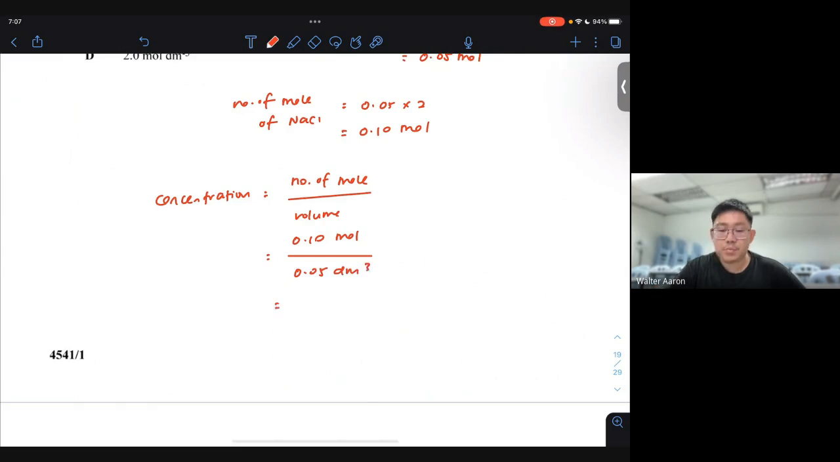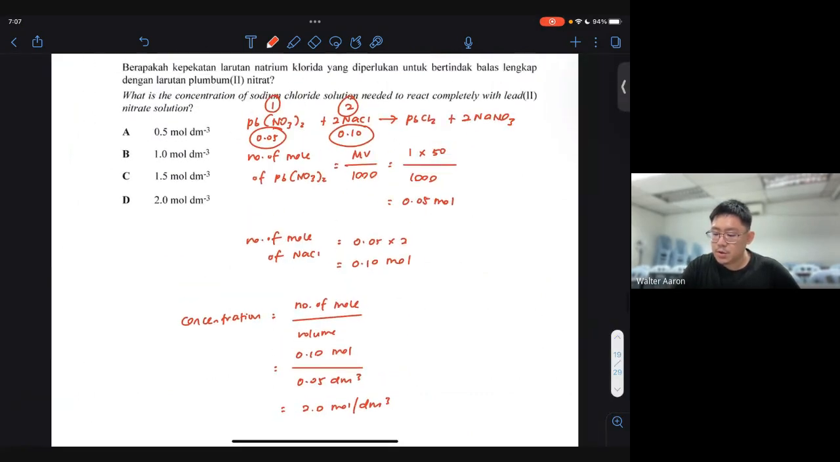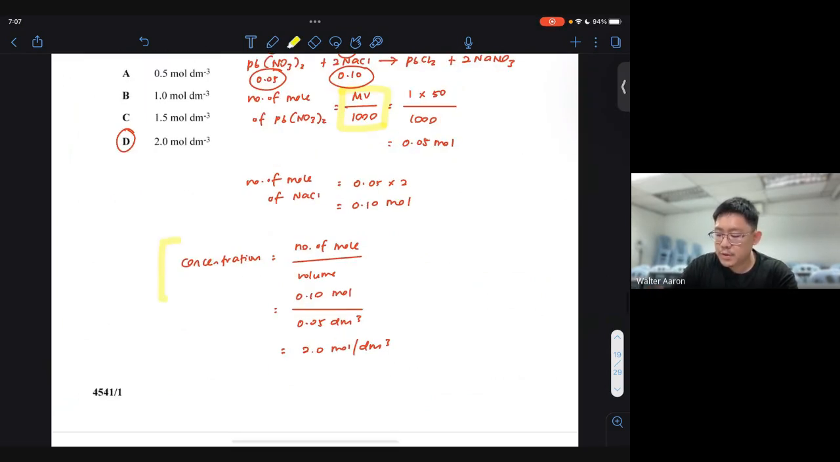0.05 decimeter cube. And in the end, what you'll get is basically 2.0 mole per decimeter cube, right? So this is the overall calculation in summary. And the answer here will be D, okay? So just use the formula of MV over 1000 to find the number of mole, and then after that, use this formula to calculate the concentration of the solution.